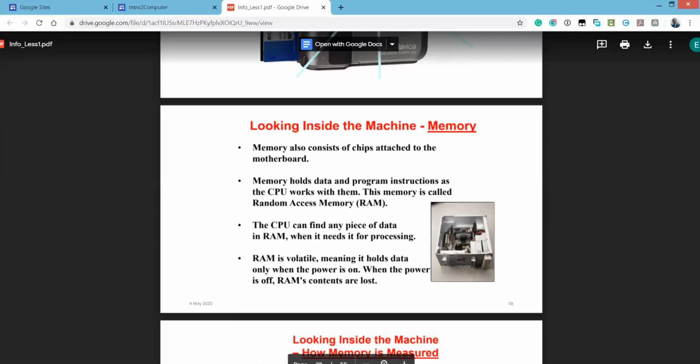So note well that random access memory holds data temporarily. When we talk about the CPU, we are still talking about the processor. The CPU can find any piece of data in RAM. So whatever data the processor needs, it should be able to find it in the RAM when it needs it for processing. The RAM here is volatile. And when we say it's volatile, it means it holds data only when the power is on. The moment the power goes off, those data are lost. That is the random access memory. Keep that in mind.